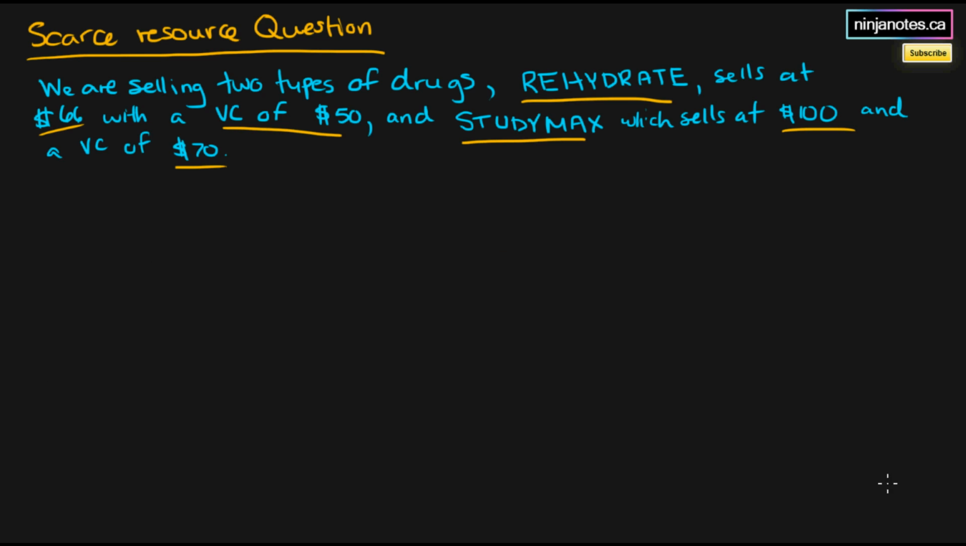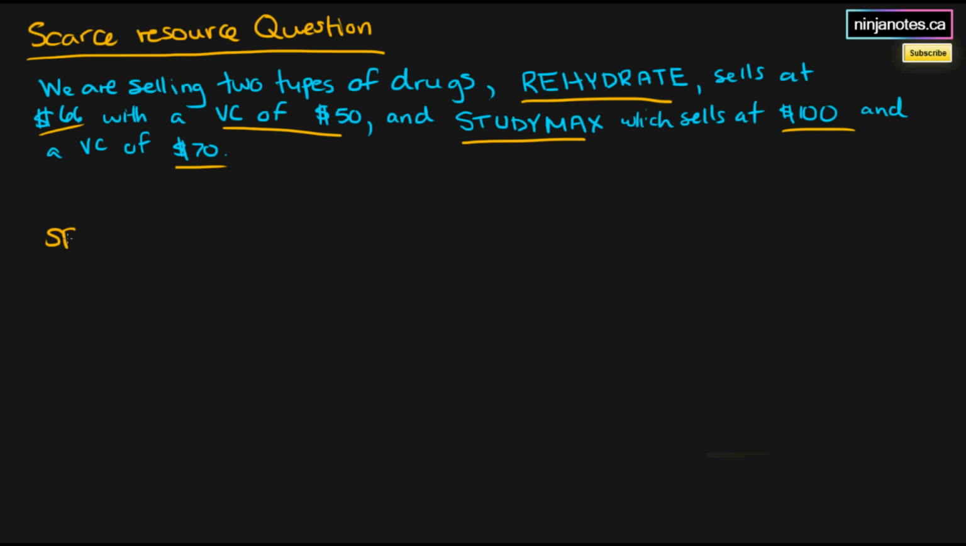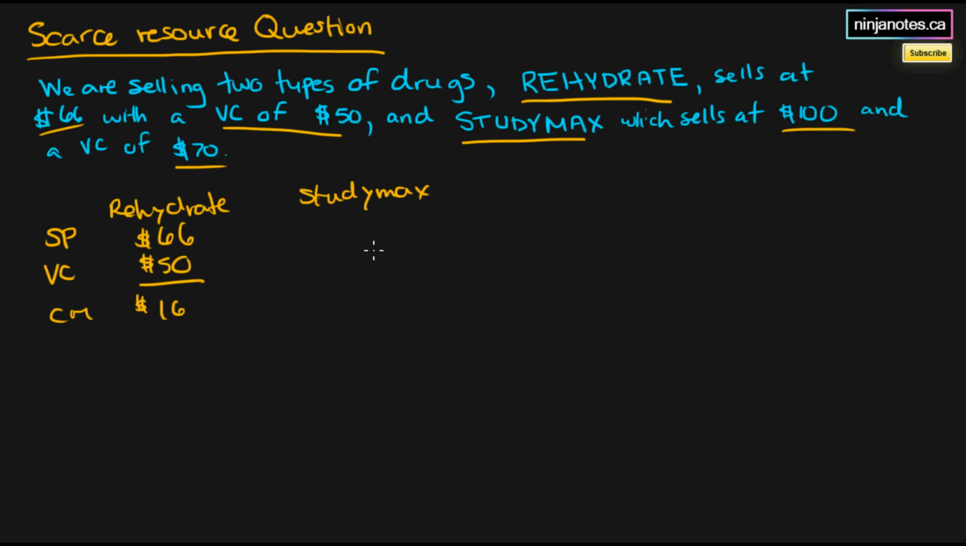Let me just close that one layer. Okay, so the contribution margin. The sales price of Rehydrate is $66, while the variable cost is $50, which gives us a contribution margin of $16. The second product is called StudyMax, which sells at $100. Its cost is $70, and it is essentially a $30 contribution margin.